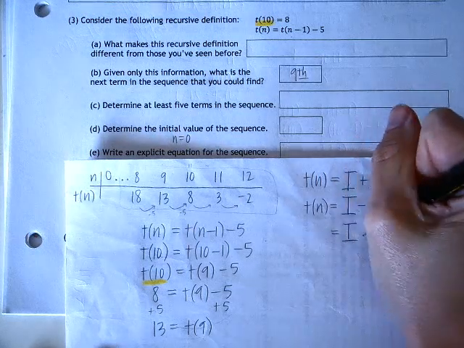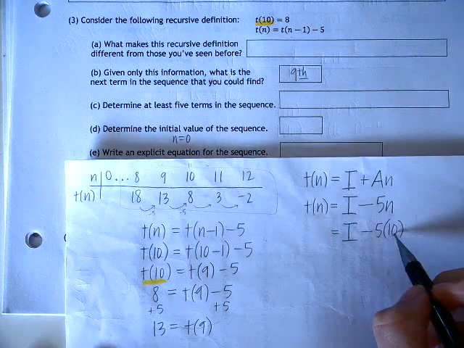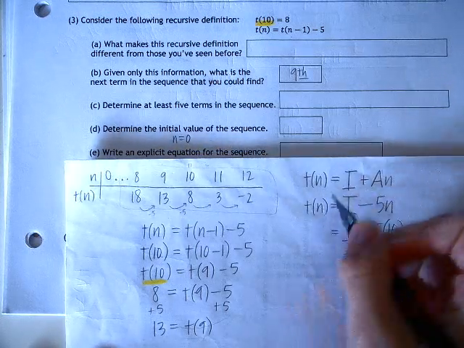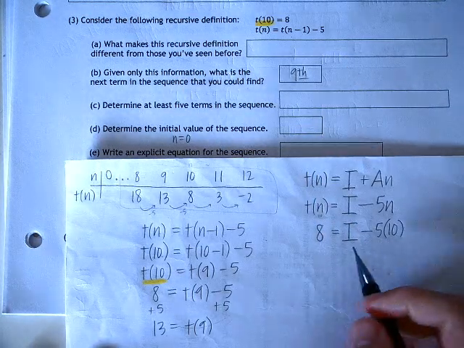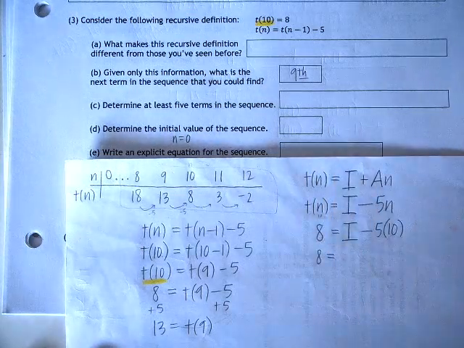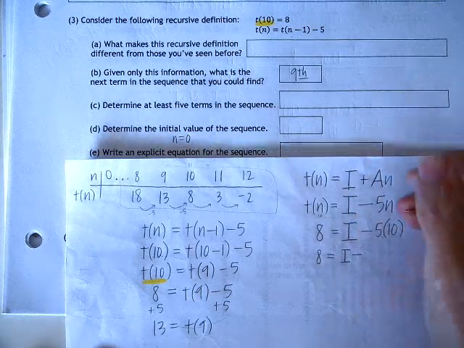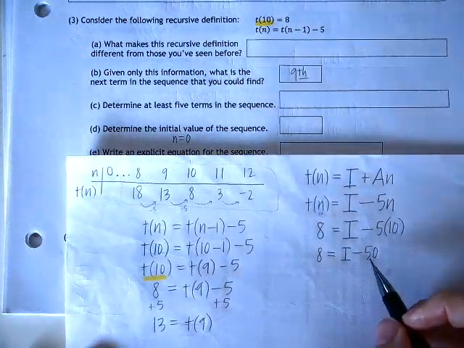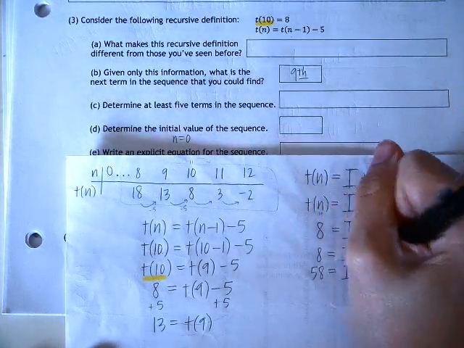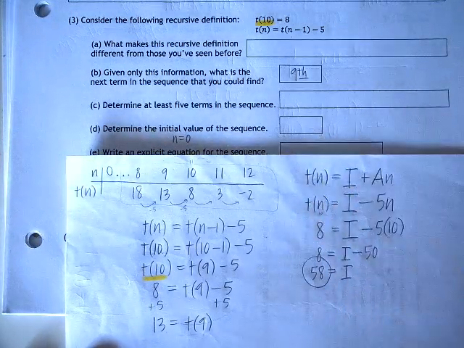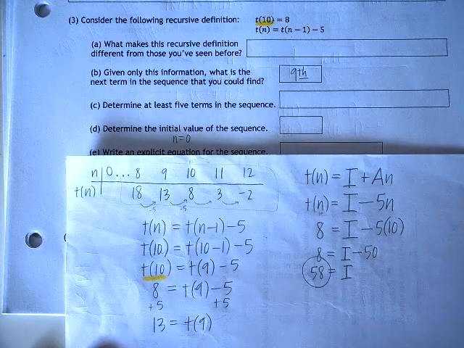I still don't know the initial value, but I do know that if I want the 10th term, which is when n is 10, t of n, the 10th term, would be 8. I can make that substitution. And now that I look at this, I definitely have an equation that algebraically is very doable. The initial value, which is I, minus 5 times 10 is 50. It looks like I can solve for I. And if I move the 50 to the other side, it looks like I can solve for I and get 58. So my supposition then is that if this is correct, 58 must have been the initial value of the sequence.